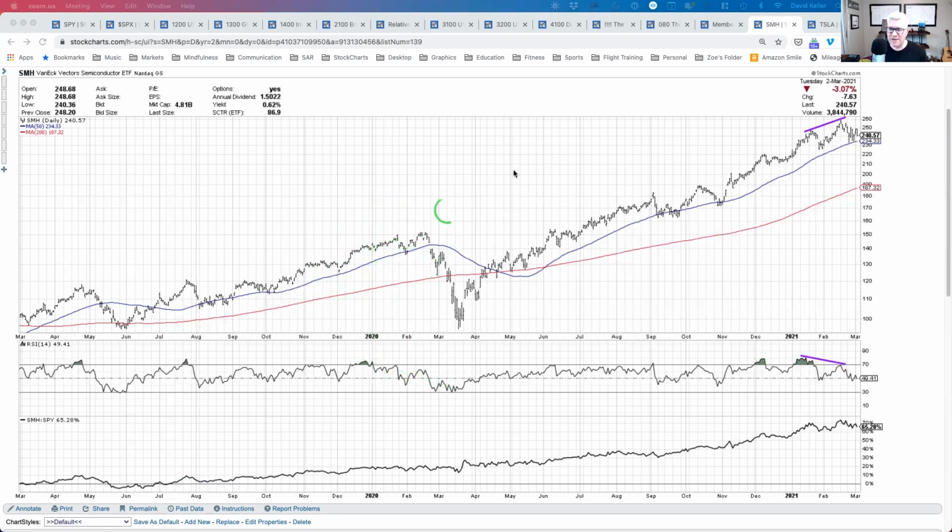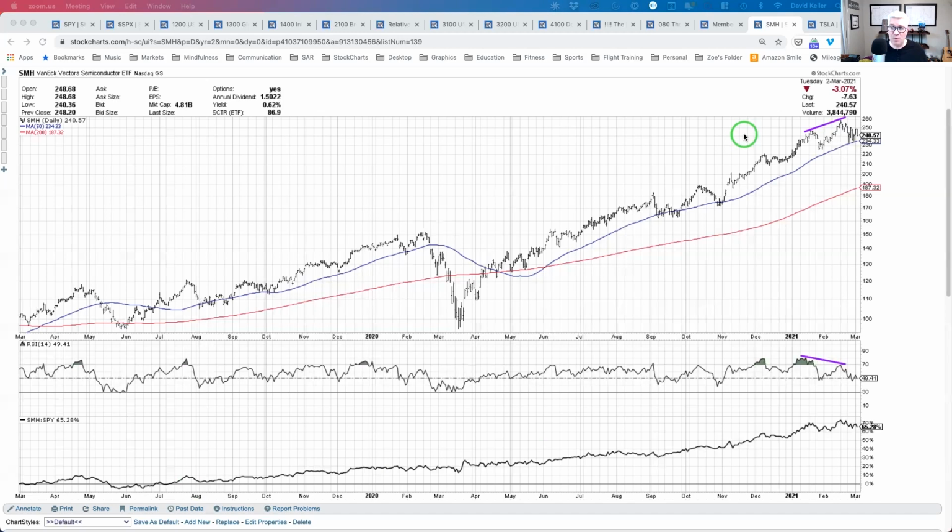So what does this mean? I think future textbooks on technical analysis are going to feature this exact chart for one of two reasons. I think it is a perfect example of a bearish divergence. The question is what actually happens next.